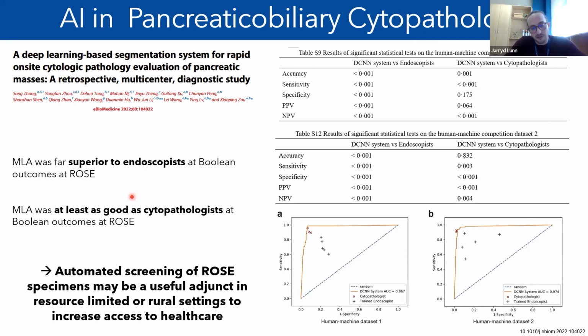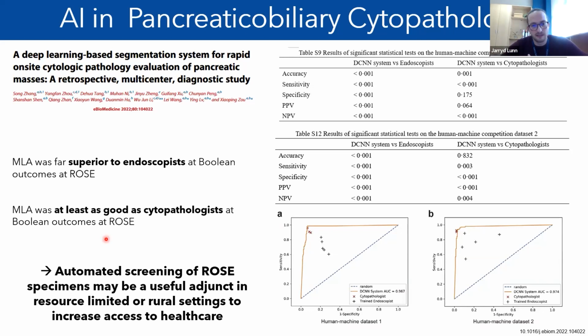What was a nice finding is the group compared the performance of their system to the endoscopists. Good news, endoscopists will not be taking our job. The neural network well outperformed the endoscopists, but performed mostly just as well as a cytopathologist would. So the system, once again, was at least as good as a cytopathologist on these brilliant outcomes at ROSE.